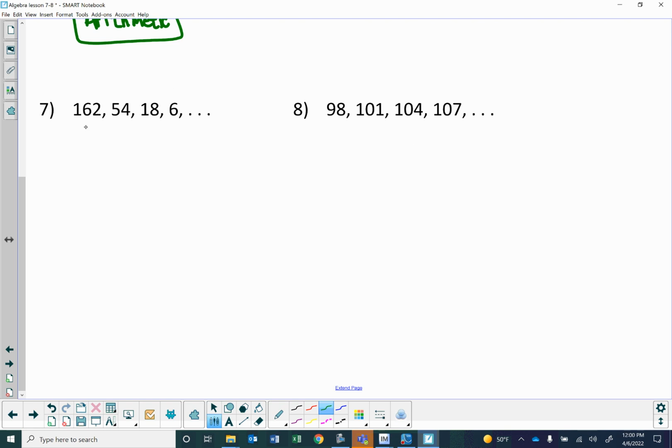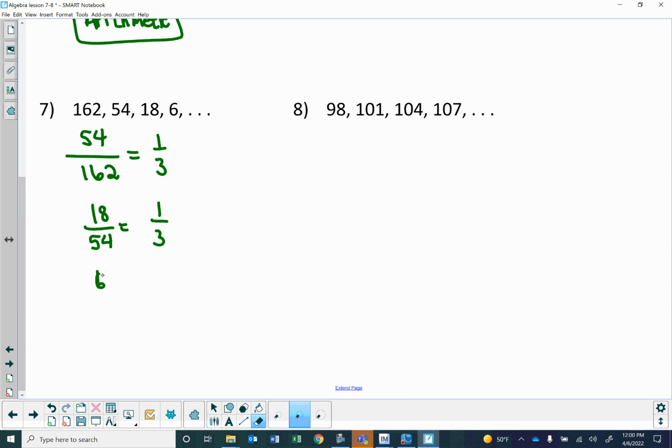So 54 over 162, if I reduce that fraction, I get 1/3. If I go 18 over 54, reduce that fraction, I get 1/3. Now I'm going to do 6 over 18, which is also 1/3. Since it has a common ratio, it would be geometric.